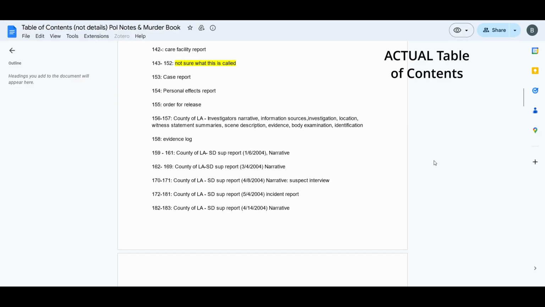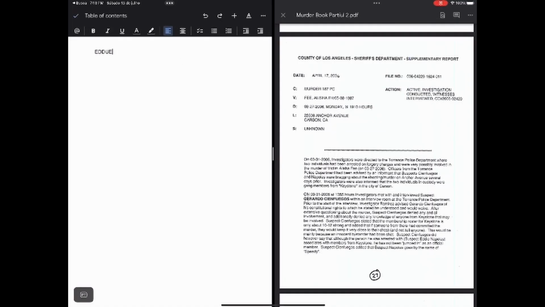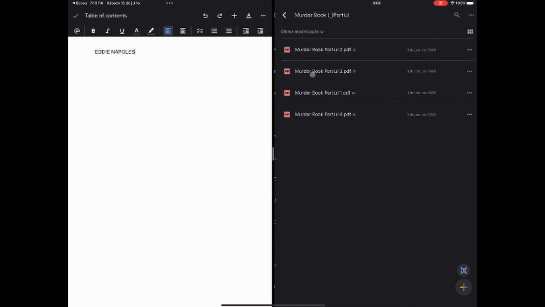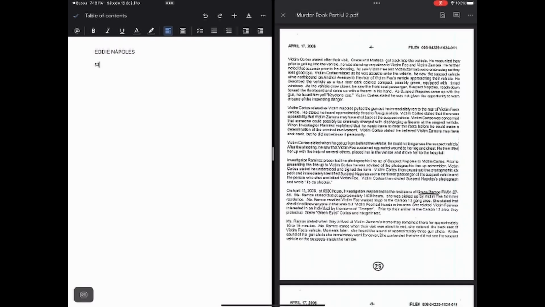So what you're going to do first is go into your case file specifically and write down the name of the file. So in this case, it would be Adinapolis. Then you're going to look into the first document that appears. In this case, it is the murder book, and you're going to write murder book at the very top. Under that, you would put volume 2 because that is the file that we're working on right now.